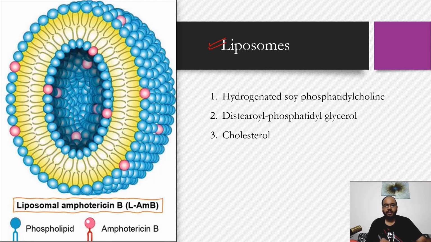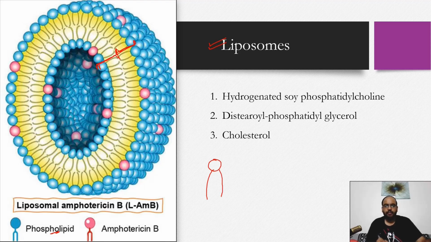So, liposomes, we can see in this image, it's a bilamellar structure. That means you have two membranes. One membrane is this, second membrane is this. And the individual unit is made by phospholipids. So these are your phospholipid chains.